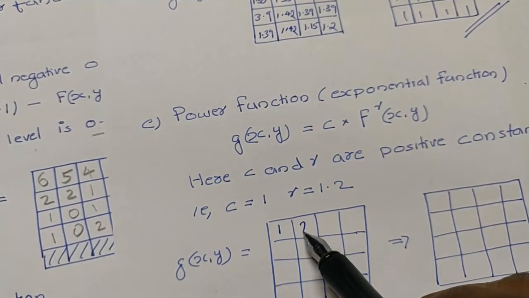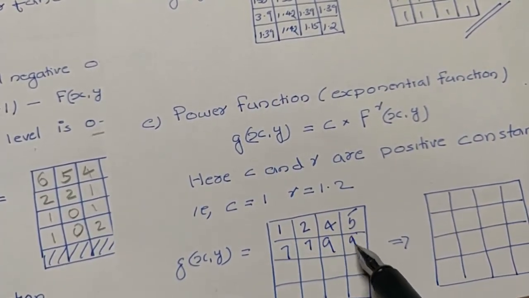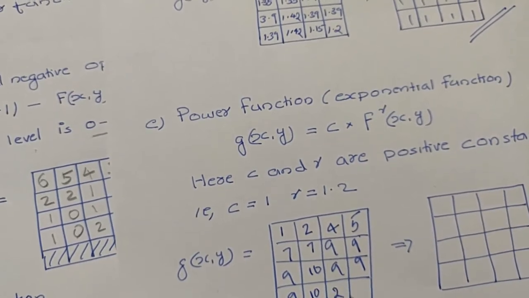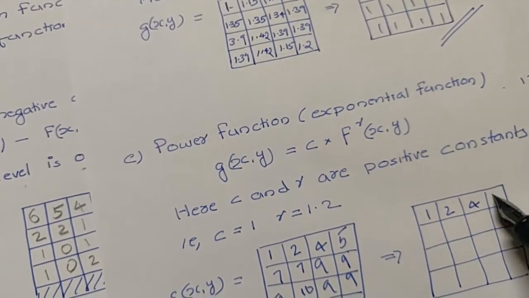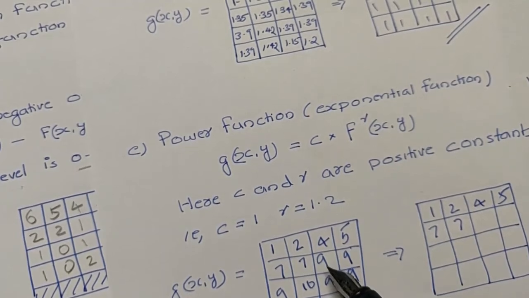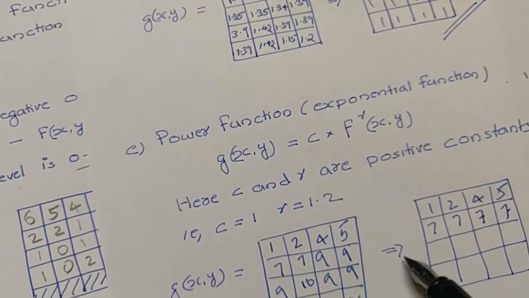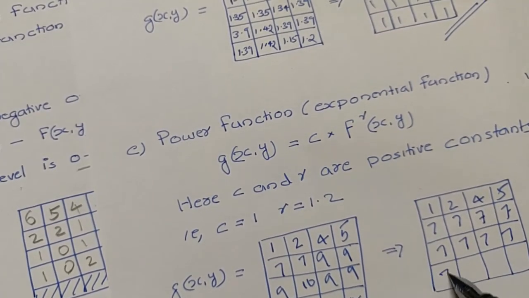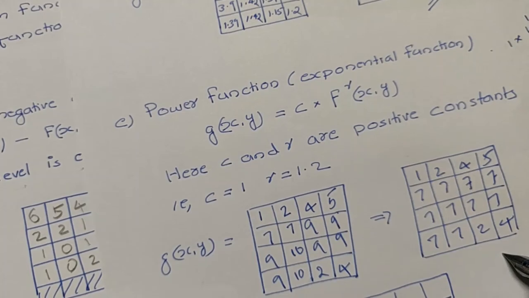Similarly, we get 2, 4, 5, 7, 7, 9, 9, 9, 10, and so on. Okay, this can be rounded to 1, 2, 4, 5, 7, 7. Here 9 is exceeding 7, the highest gray level value. We can round it off to 7. And 10 is also exceeding 7, therefore rounded to 7. 7, 7, 7, 7, 2, 4. Okay, this is the final result after doing the power function transformation.